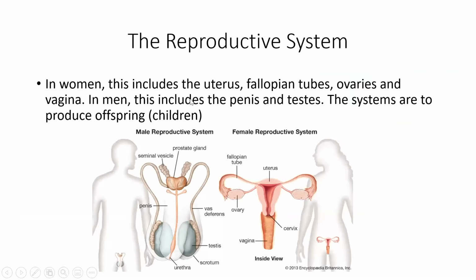Reproductive system. In women it includes the uterus, fallopian tubes, ovaries, and the vagina. In men it includes the penis and testes. These systems are to produce offspring. Again, they're not needed for us to survive. This one is to produce offspring.